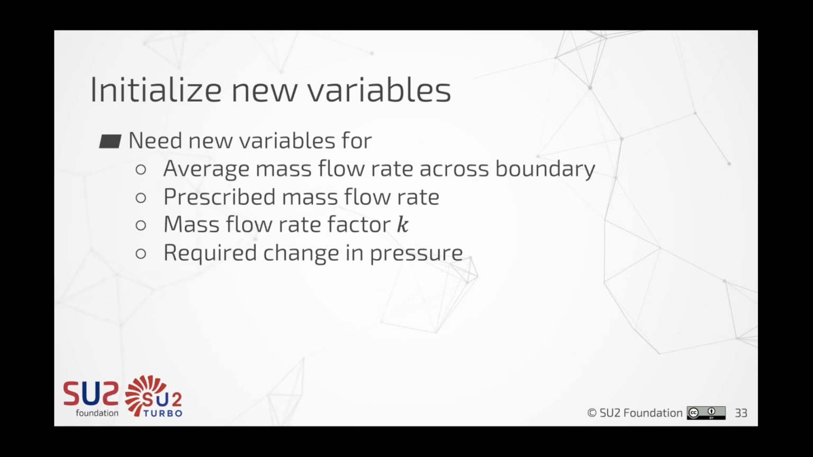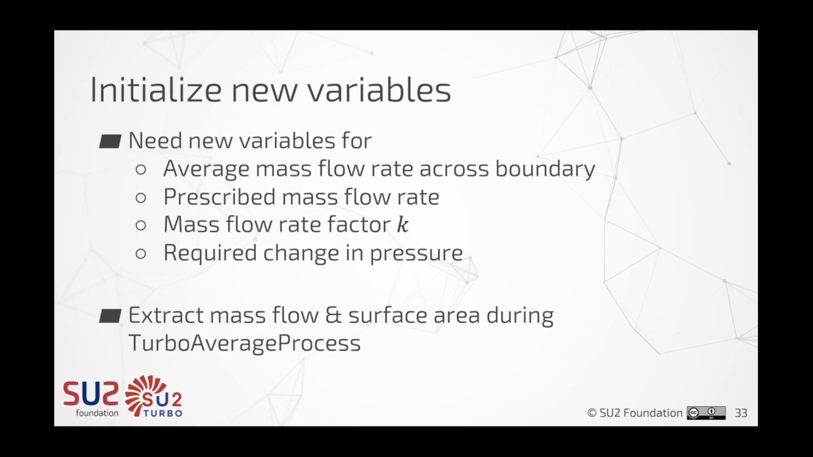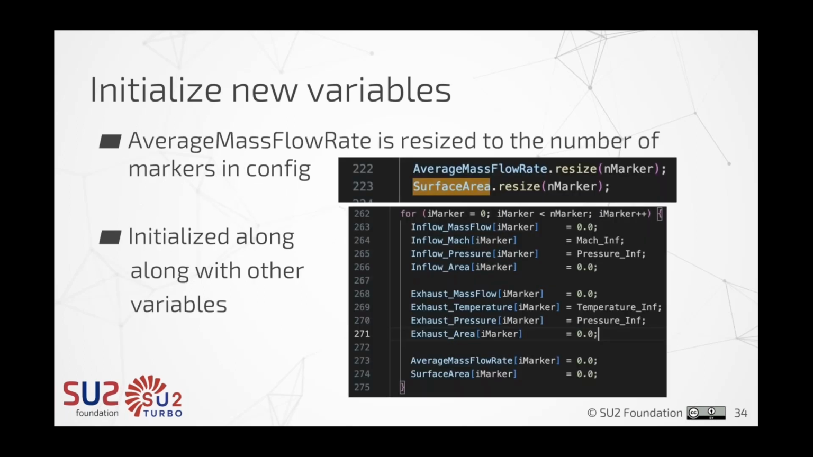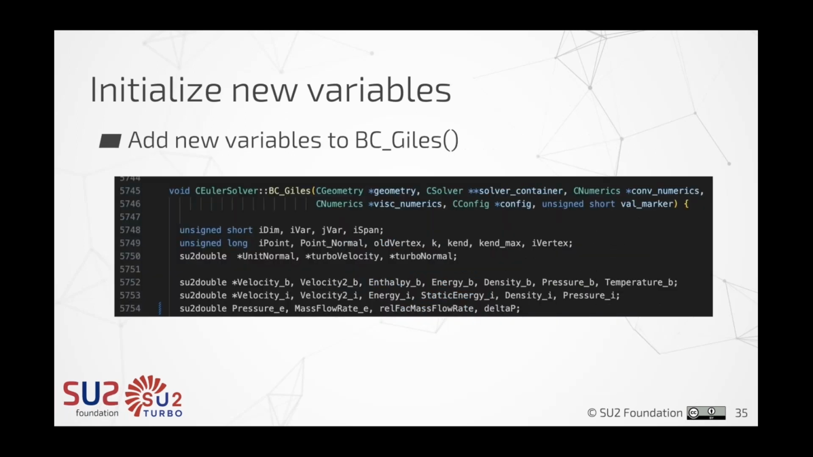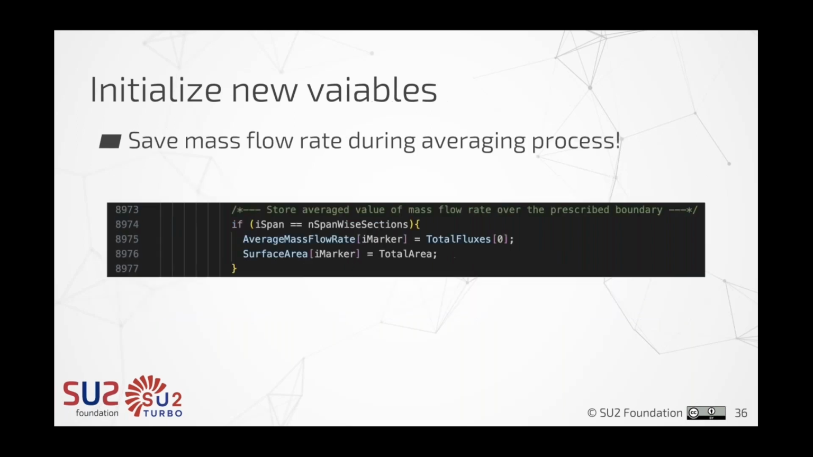So then we initialize our new variables. We added new variables for average mass flow rate across a boundary, the prescribed mass flow rate, our mass flow rate factor K, required change in pressure, and extracted our mass flow and surface area during the average process. And this is what we did here. So we resized the vector that we just added, initialized the variable, and then we added our new variables. We didn't add it here, because thanks to the input of Tom and Toby, we added it into where it's used in the mass flow rate case in the Giles boundary condition. This is where we calculate our average mass flow rate for each marker.